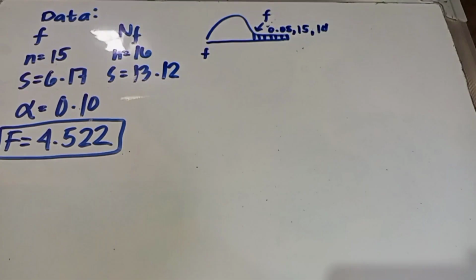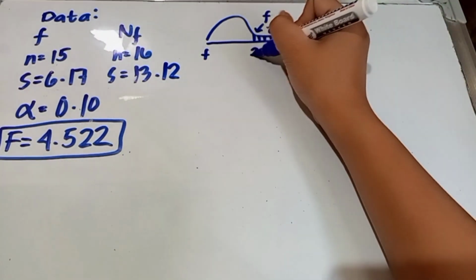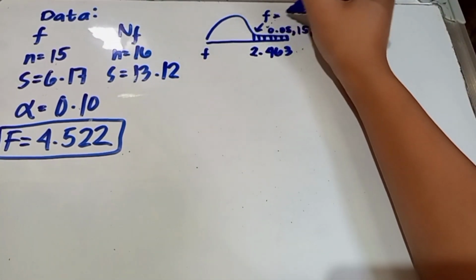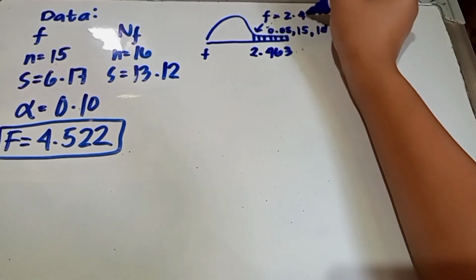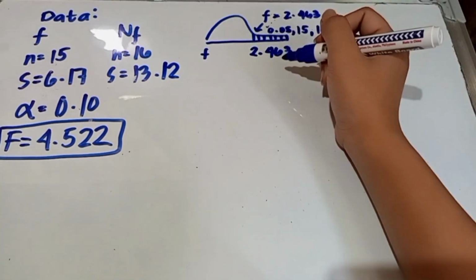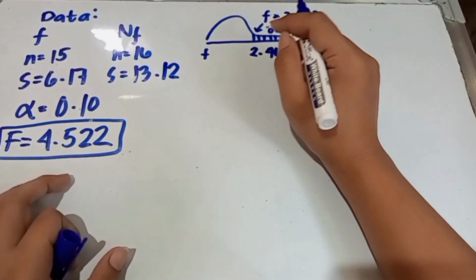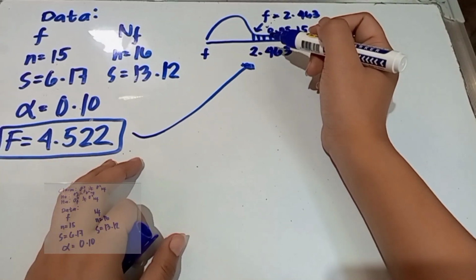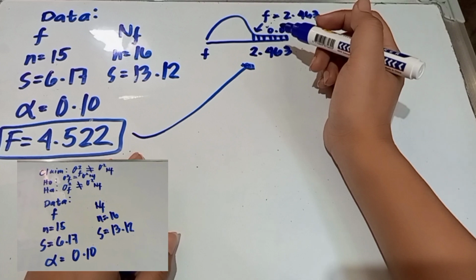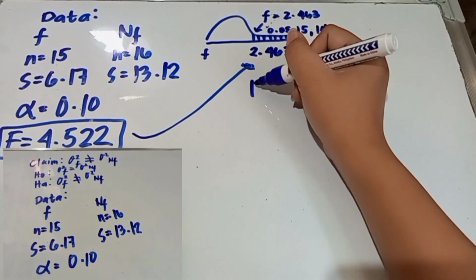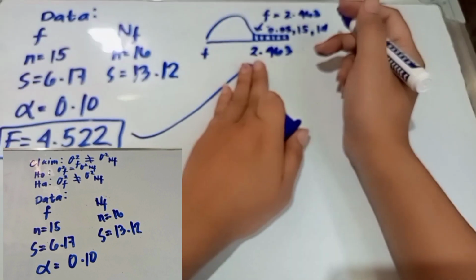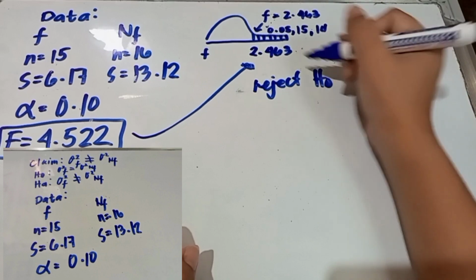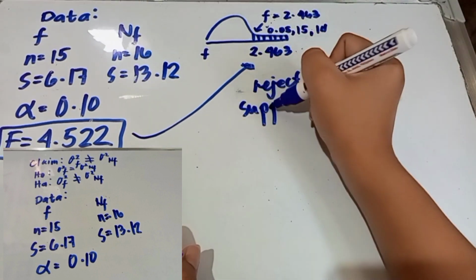So our critical value is 2.463. We need to write it here, 2.463. And when we look at our F test statistic, they are not equal here. So it means that our H0 is rejected, and supports our HA.